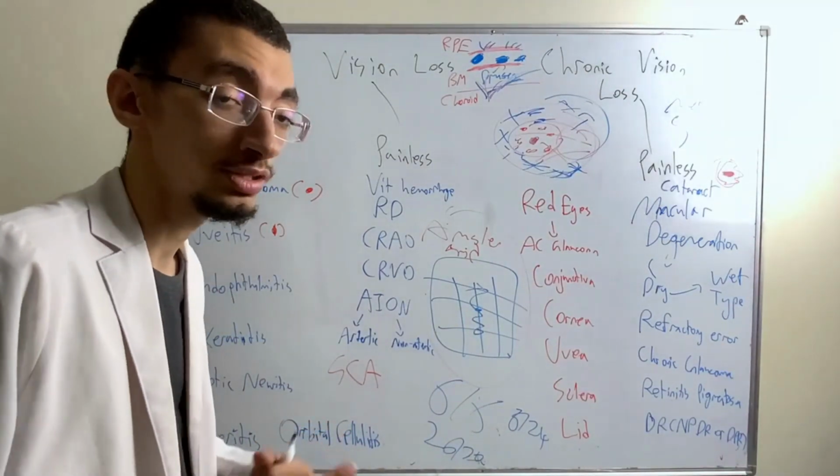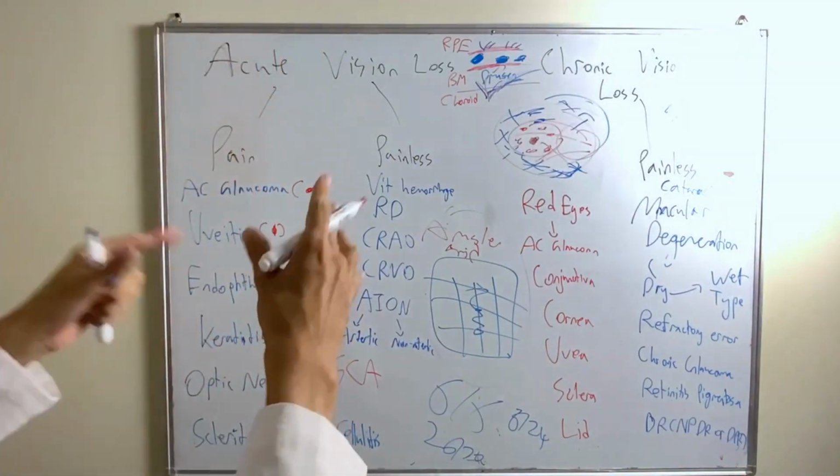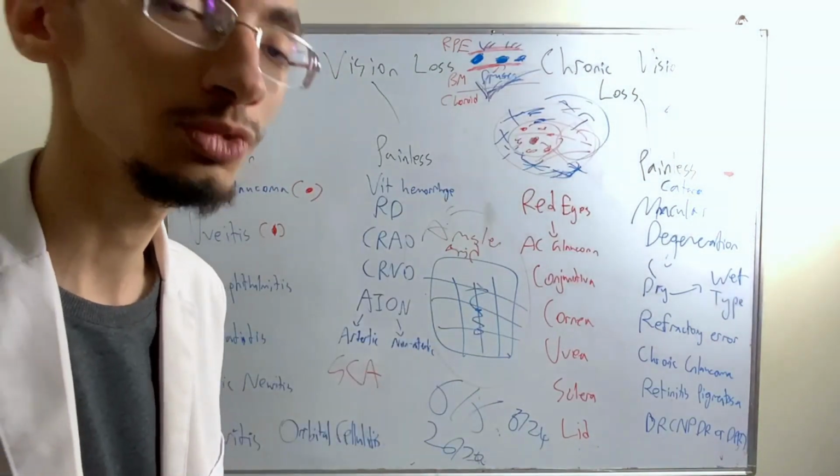Overall, some conditions are covered in detail, some are not, as they are in future videos. The idea is to memorize and get an idea of the chief complaints that might occur: vision loss and red eyes. Okay? Thank you.